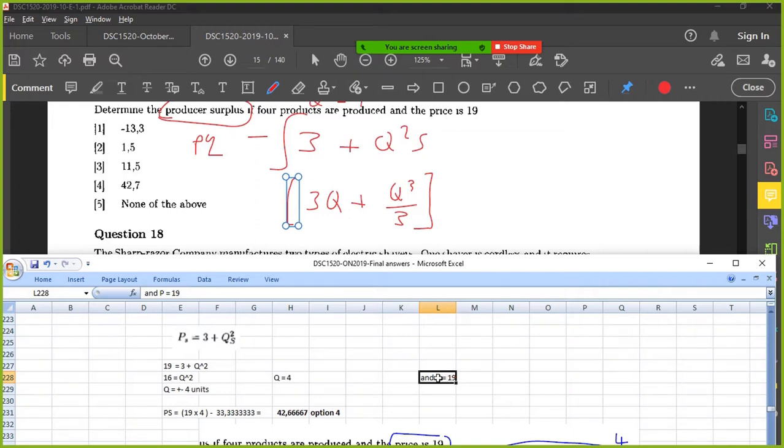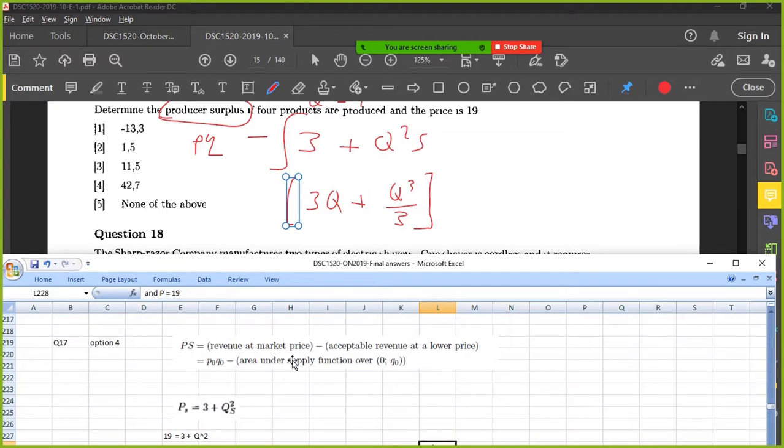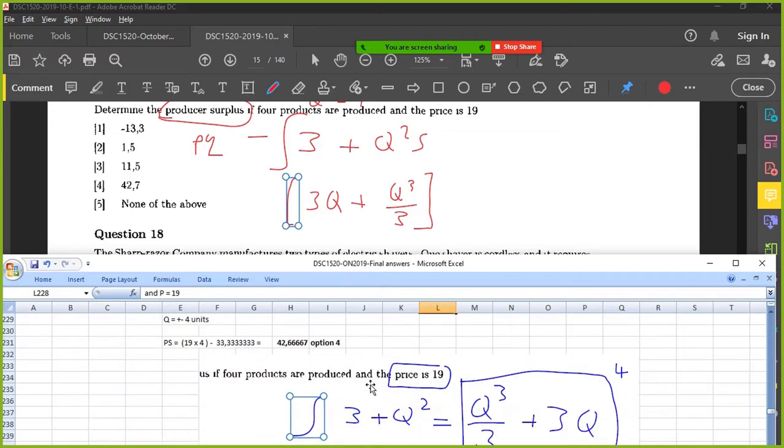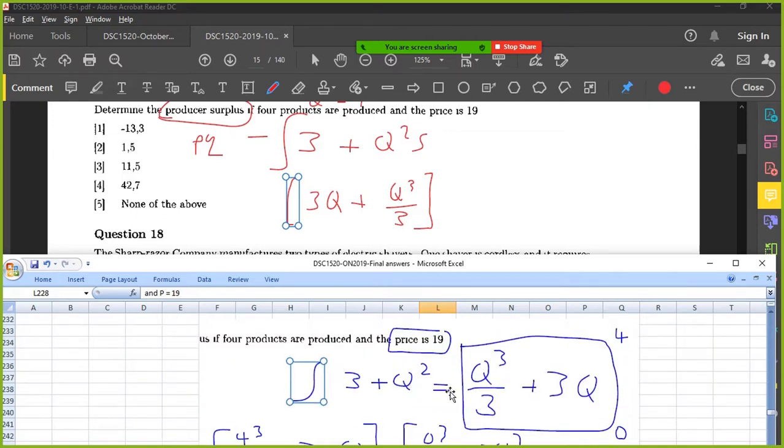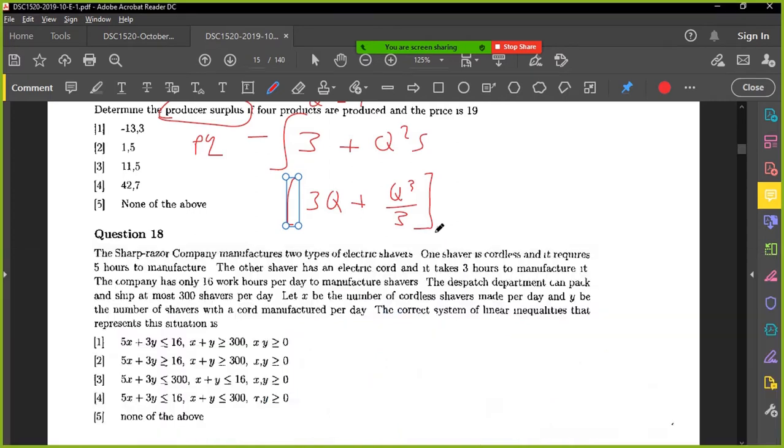Okay, so producer surplus, area under the supply function, okay, over 0 to Q. Okay, so where's my supply function? There's my supply function. All right, so there's my integration. Okay, so I integrated 3 plus Q squared, Q3 over 3 plus 3Q, same as what we had there. Okay, obviously 0 to 4. Why 0 to 4? Because it's 0 to Q. And Q is obviously 4. Does that make sense? Yep.